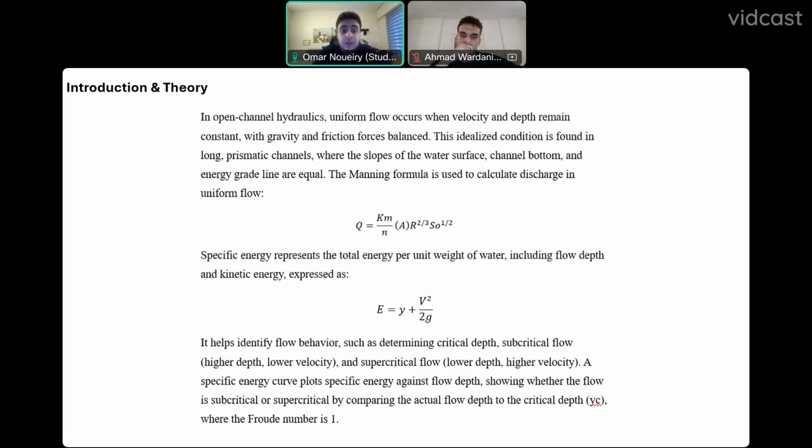It helps identify flow behavior, such as determining critical depth, whether it's subcritical flow, which has a higher depth and a lower velocity, or supercritical flow, which has a lower depth and a higher velocity. A specific energy curve plots the specific energy against flow depth, showing whether the flow is subcritical or supercritical by comparing the actual flow depth to the critical depth yc, where the Froude number is 1.